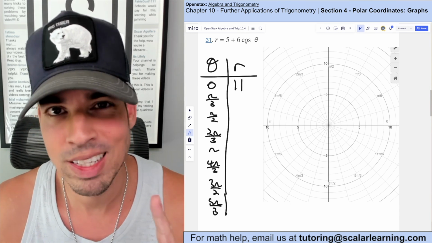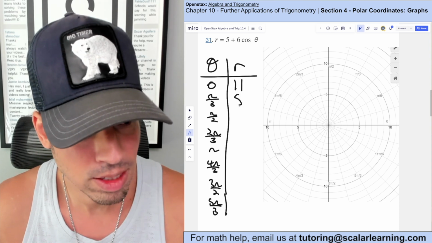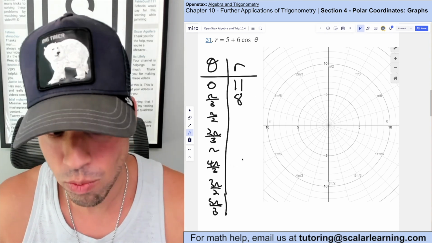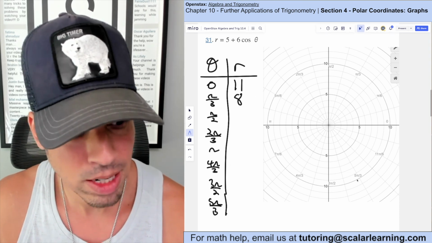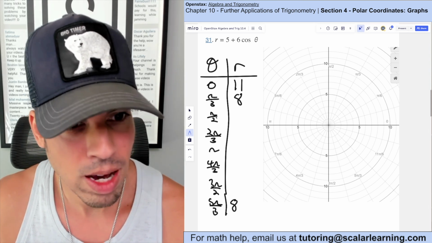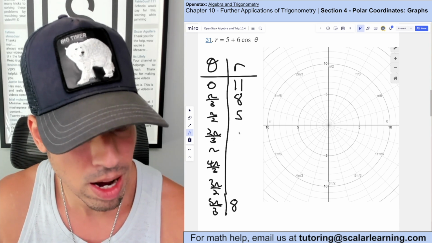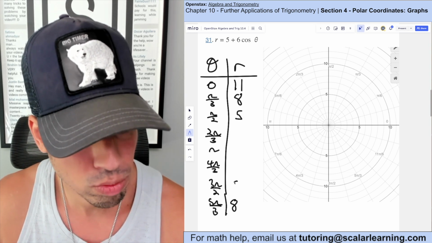Cosine of pi thirds is positive 1/2. So 6 times 1/2 is 3 plus 5 is 8. We're also going to get positive 1/2 for 5 pi thirds in the fourth quadrant, which will give us that same output of 8. Then we've got pi halves. Cosine of pi halves is 0, so 5 plus 0 is 5. That's going to give us the same result for 3 pi halves.